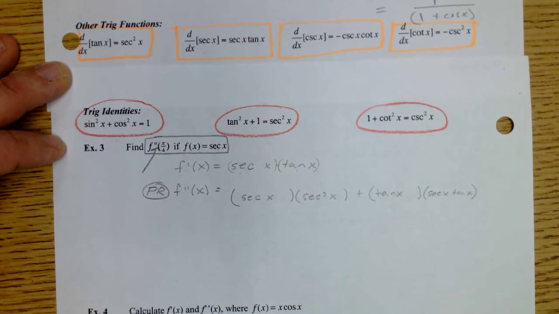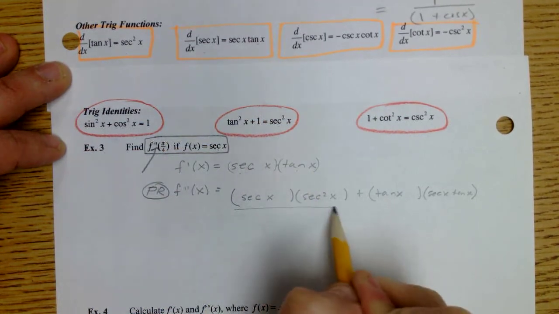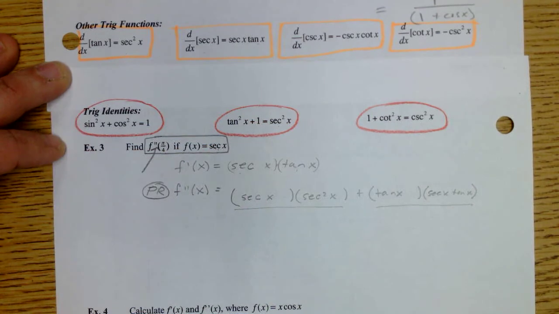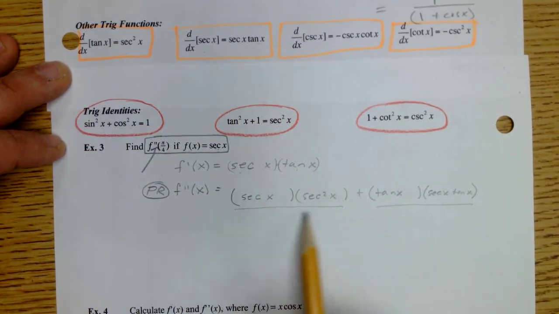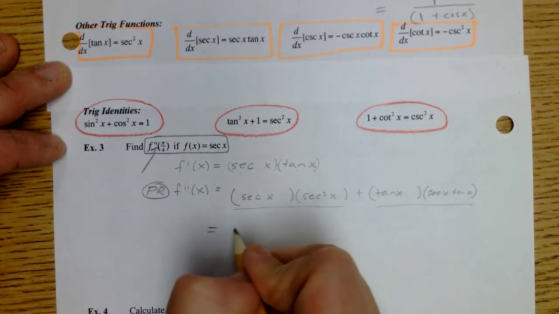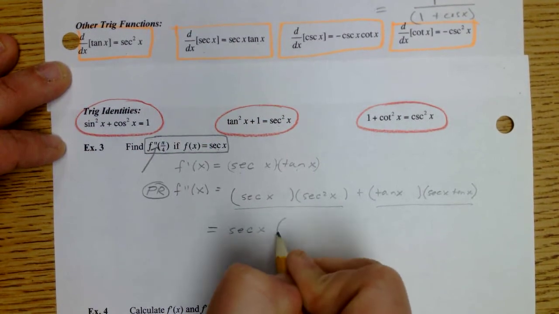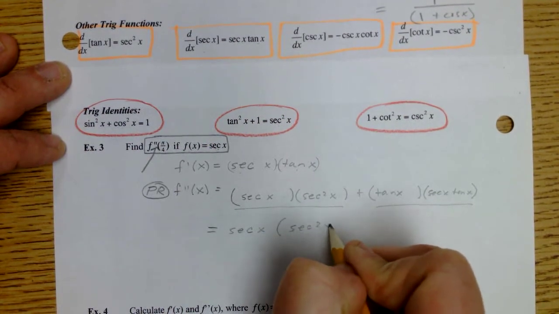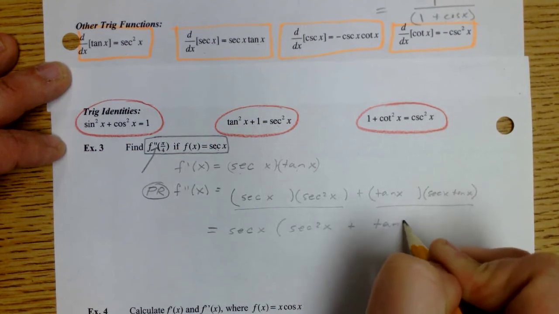Now, at this point, we could go and plug everything in, but it's going to help us to use a little bit of algebra to clean this up. So if I take a look at this and this, I've got two different terms. What is my GCF of this? What can I take out from both of those separate expressions? What can I take out of here that's the same as out of here? Secant x. So I can rewrite this as secant x times secant squared x plus tangent squared x.